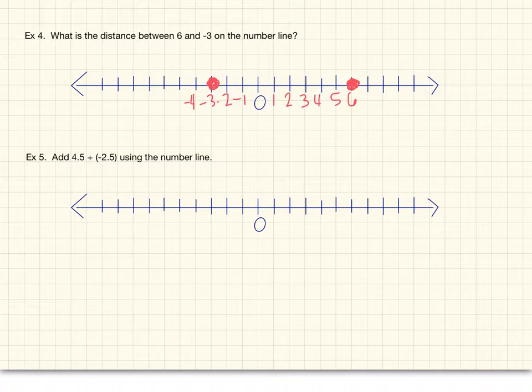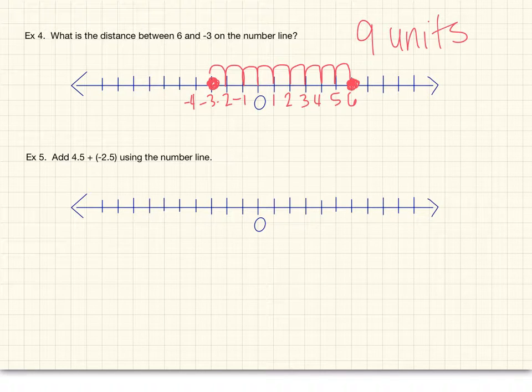And we want to know what is the distance, or how many units are between -3 and 6. So let's go ahead and count. 1, 2, 3, 4, 5, 6, 7, 8, 9. Okay, there are 9 units between 6 and -3 on the number line.